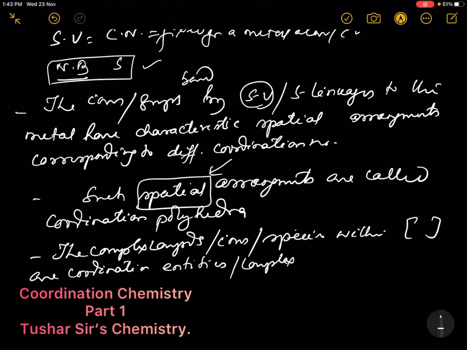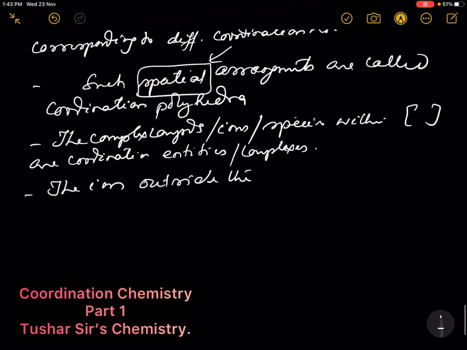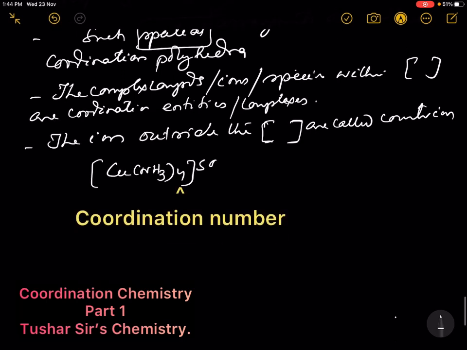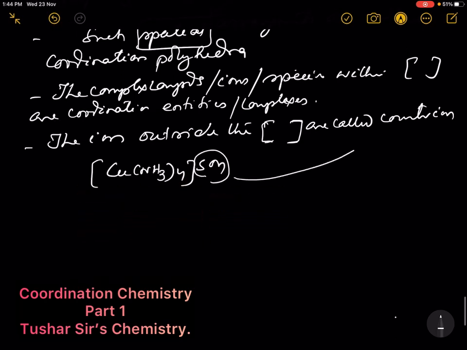The ions outside the square bracket are called counter ions. Suppose [Co(NH3)6]: this is the coordination number, this is the central metal ion, this is the ligand.